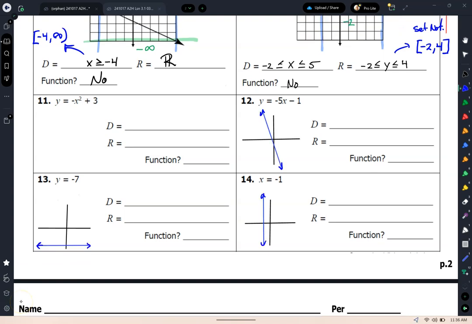Come up with your pictures looking something like that right there. Okay, so go ahead and do domain, range, and function for 12, 13, and 14. We'll start with that. Go ahead and do those. Domain, range, and function for 12, 13, and 14. Go ahead.